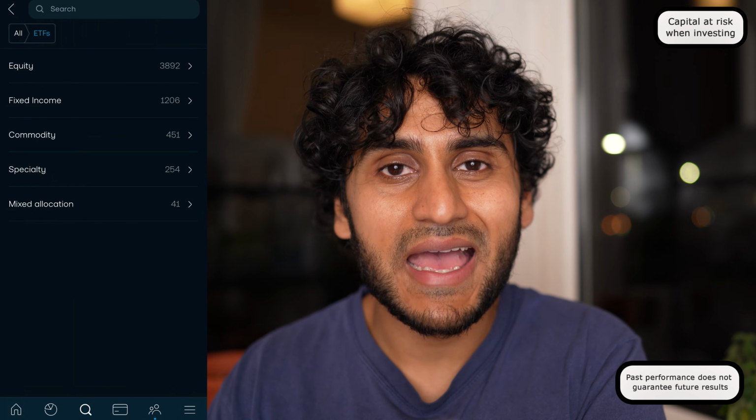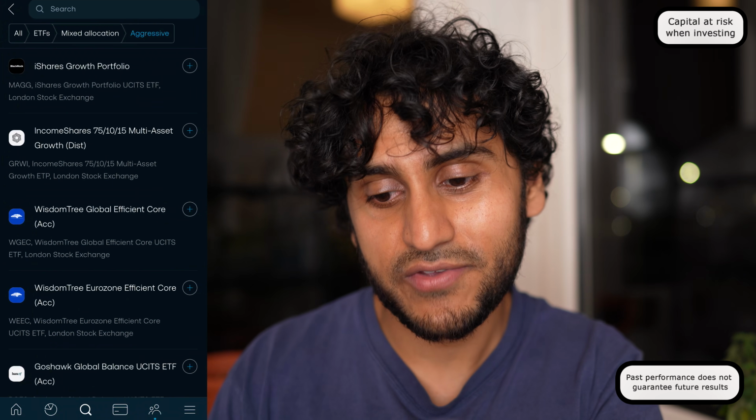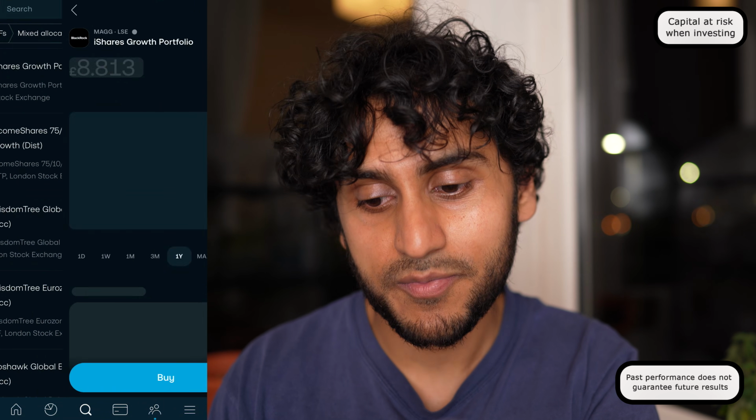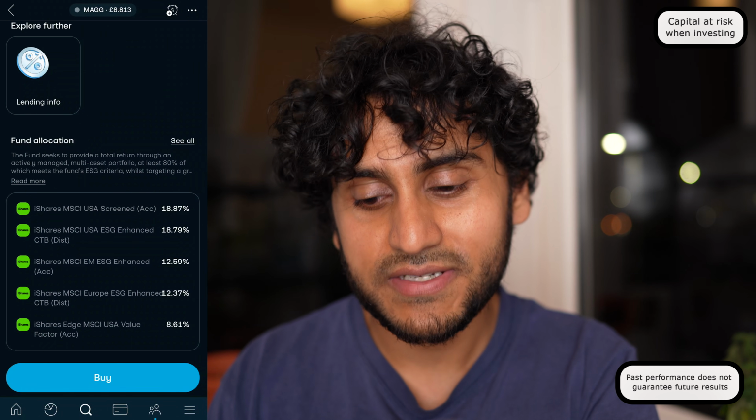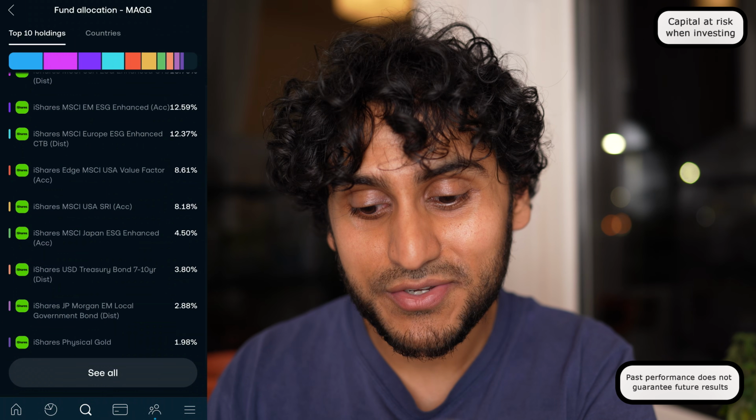Lastly, we have mixed allocation. Now, the best way to explain this is ready-made funds consisting of multiple different ETFs. We have aggressive, dynamic, global, moderate, and conservative. When we go into aggressive, you can see we have the iShares Growth Portfolio. Again, I believe this is a portfolio made out of different funds, and I am very correct when I go into fund allocation. You can see this is a bunch of ETFs or funds slapped together.